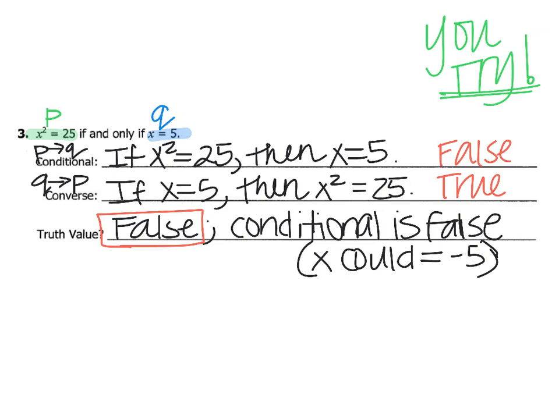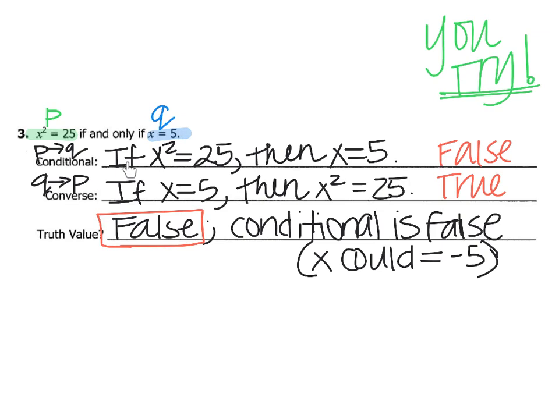All right, so you should have gotten something that looks like this. Your conditional statement should be: if x squared equals 25, that's our P, then x equals 5, that's our Q. So if P, then Q. Now our converse, if Q, then P, so we switch them around: if x equals 5, then x squared equals 25. Then we look at the truth value of both statements.